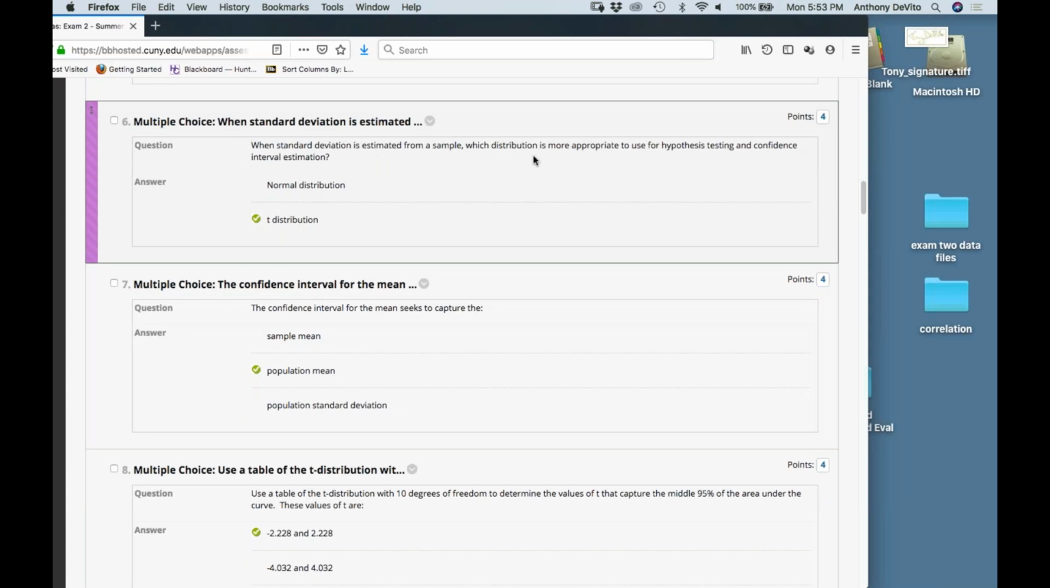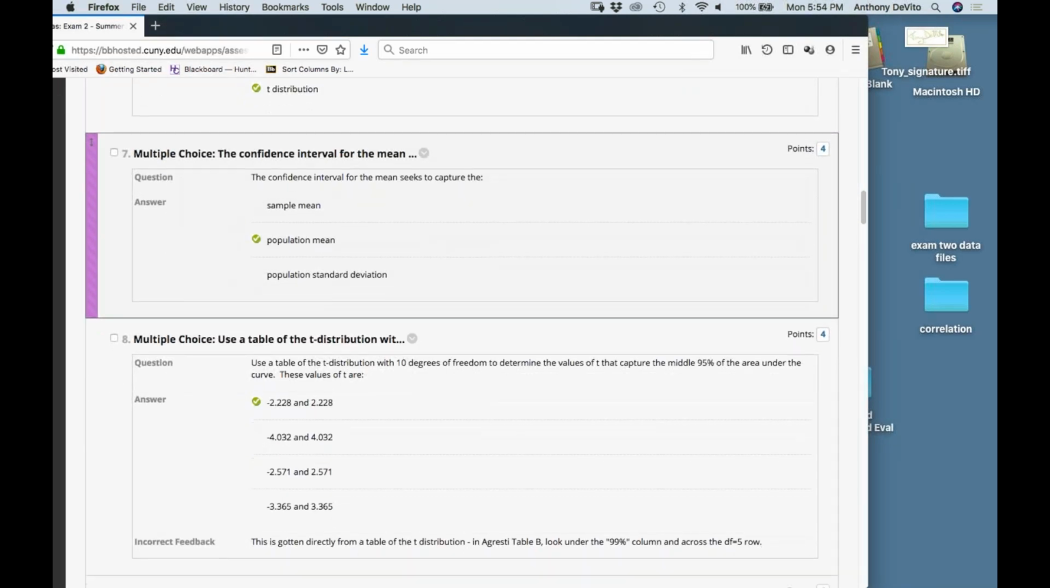When standard deviation is estimated from a sample, which distribution is more appropriate for hypothesis testing and confidence interval estimation? The t-distribution, always the better choice. We do allow, when you have a very large sample size, for convenience, if you want to do a quick calculation, to use the z-value, but that's only for a very large sample size. Again, SPSS always uses the t-distribution when you're determining a sample.